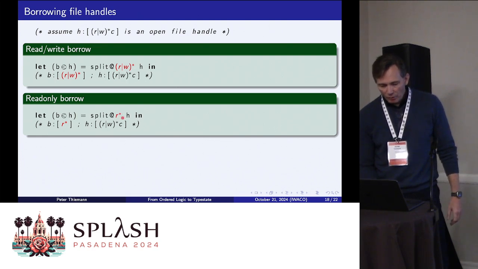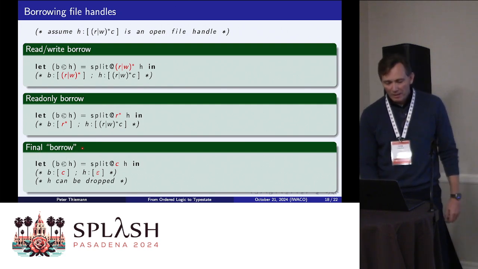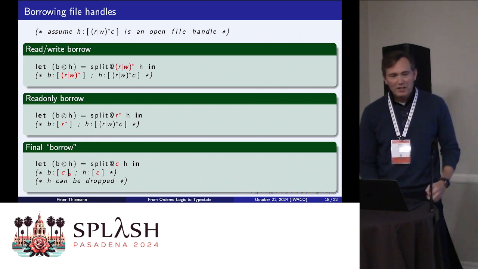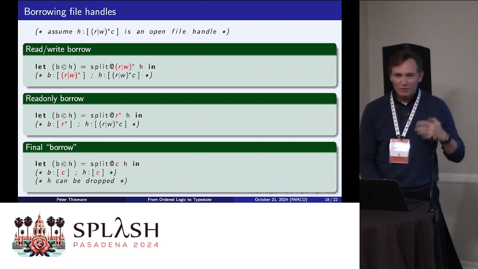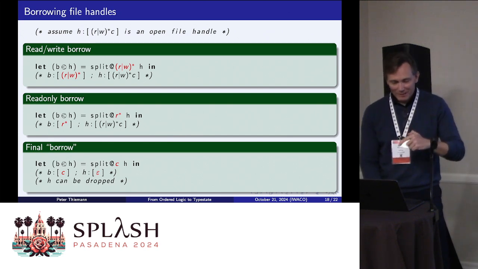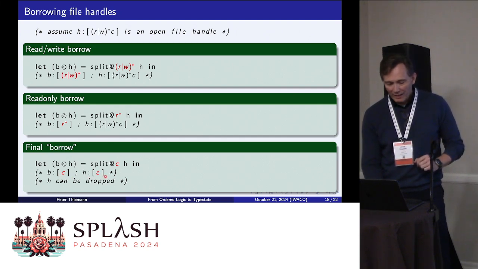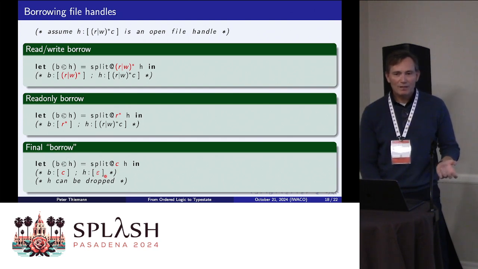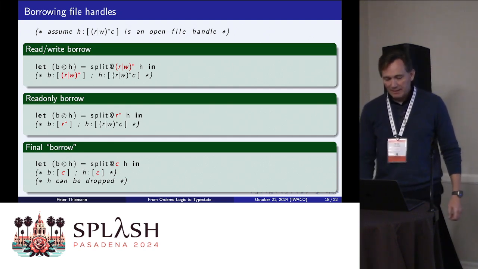But you can also take read-only borrows. In this case, the leftover is the same as before. And you can also take some sort of a final borrow, because my close operation, if you remember, asked for a handle that just has the capability C. So in order to use that, I first have to split at C, then I get a handle that is just ready to close and nothing else. And the leftover has capability epsilon, so the only thing I can do with it is drop it. And that's all.